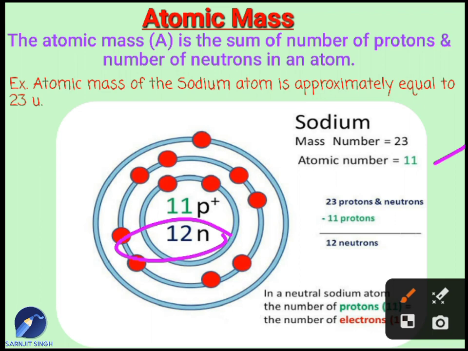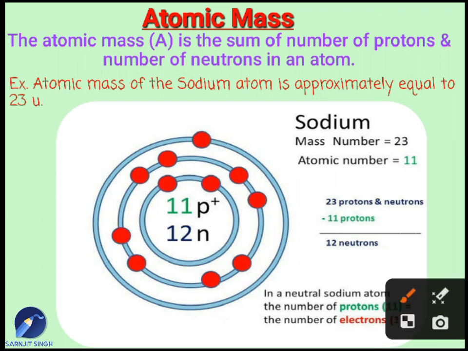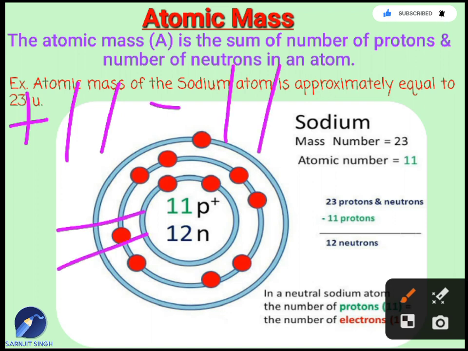The number of neutrons is 12. In a neutral sodium atom, the number of protons is 11 and the number of electrons is also 11. The charge on the 11 protons is plus 11, and the charge on the 11 electrons is minus 11. So a neutral atom has zero charge. A neutron does not have any charge.